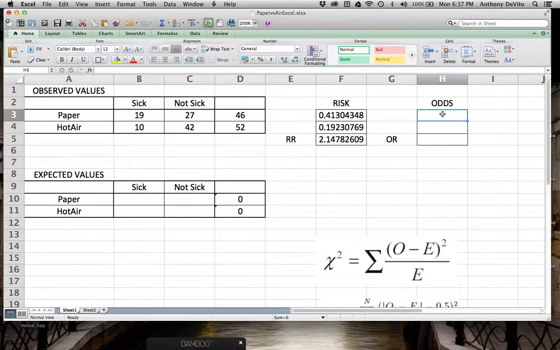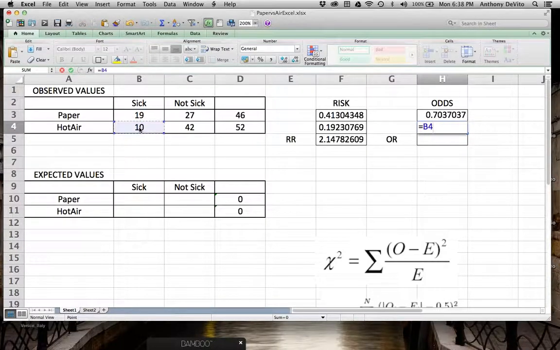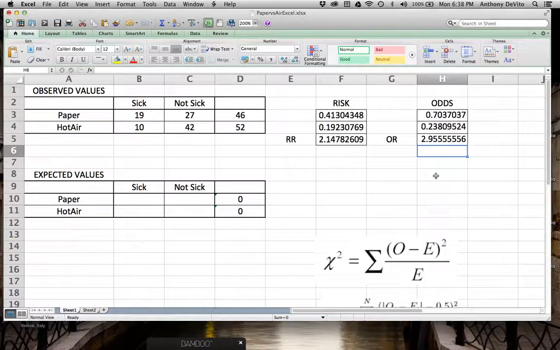What about odds? The odds are going to be 19, oh, exactly, great, you're getting the idea, over 27. And for hot air, it's going to be equal to 10 over 42. And the odds ratio, which is probably not going to be all that much different, is equal to 0.70 divided by 0.23, and it's 2.95. Okay, a little bit different.